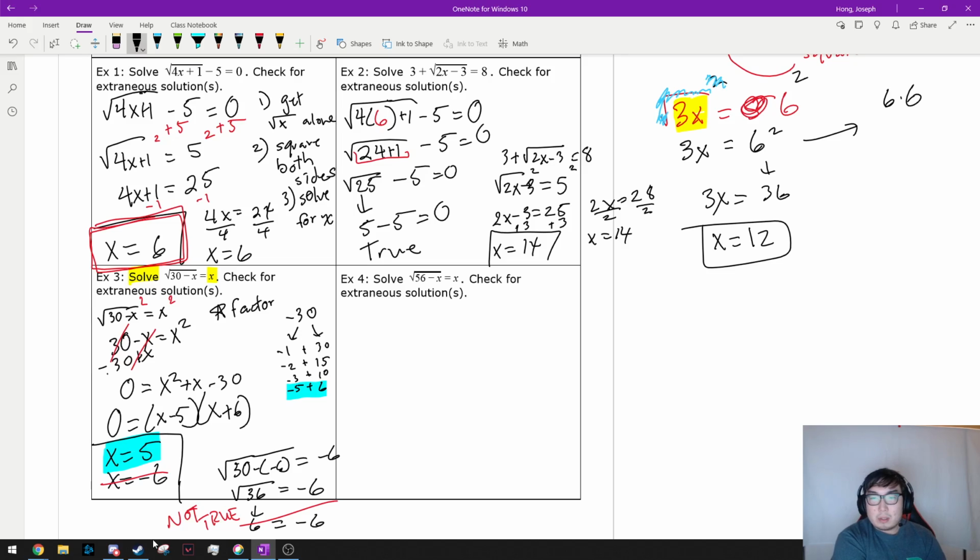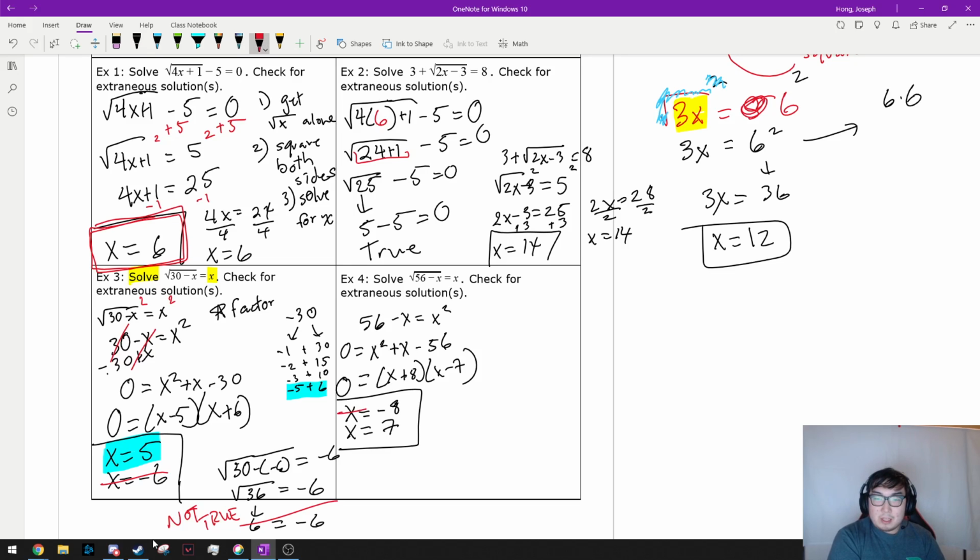Okay. So you should have got at least to here. And then you can make this 0 is equal to x squared plus x minus 56. And it becomes 0 is equal to x plus 8, x minus 7. So x is equal to negative 8, x is equal to 7. And this would be my answer, but this one would not work.